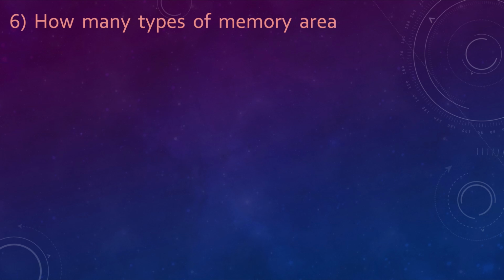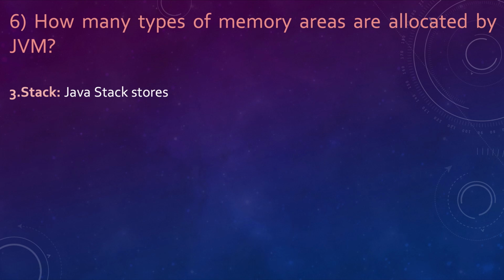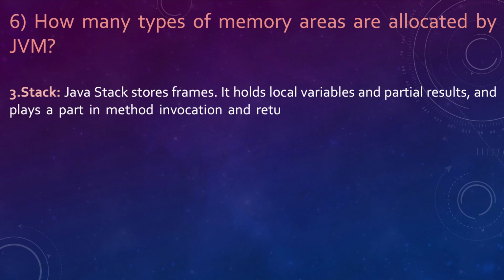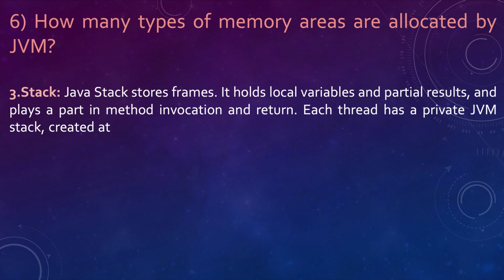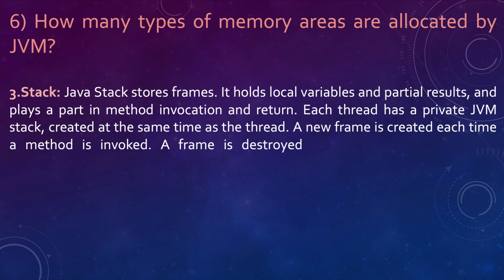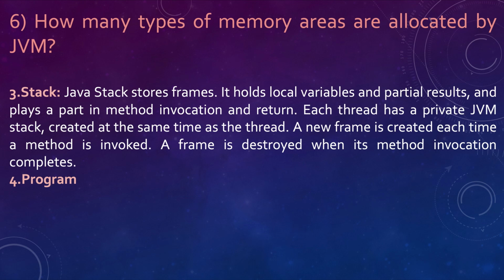How many types of memory areas are allocated by JVM? Stack. Java stack stores frames. It holds local variables and partial results and plays a part in method invocation and return. Each thread has a private JVM stack created at the same time as the thread. A new frame is created each time a method is invoked. A frame is destroyed when its method invocation completes.